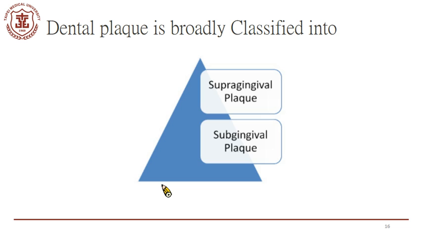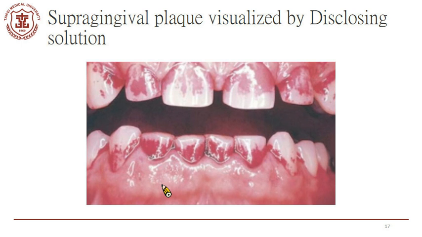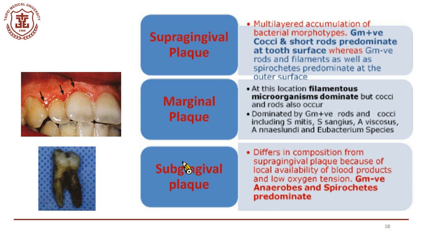So of course, as I was saying, we can divide it as supragingival plaque and subgingival plaque. All the staining that we can see above the gum will be supragingival, and all the bacteria that is under will be subgingival. And they will have different types of characteristics. So supragingival will be a multi-layer accumulation of bacterial morphotypes, so gram-positive cocci and short rods predominate at the tooth surface, whereas gram-negative rods and filaments, as well as spirochetes, predominate at the outer surface. Of course, gram-negative and gram-positive, we will see in the next 2 weeks. Professor Wu will make a presentation for each one of them, so don't worry about them. We will see them more specifically.